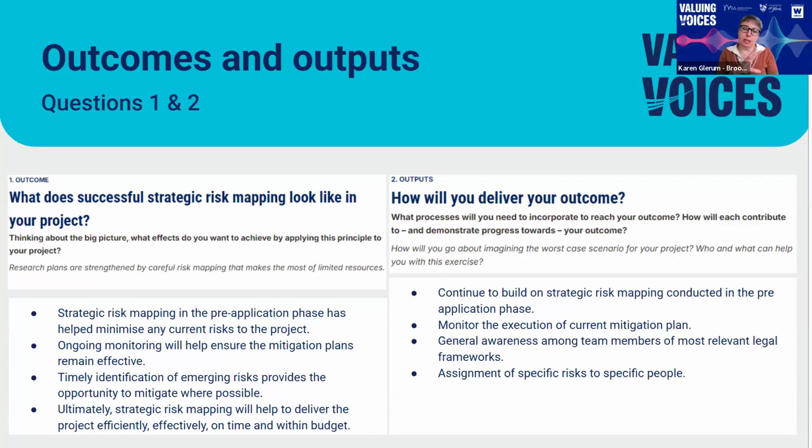And I think with a principle like strategic risk mapping, it's a very specific process. So it doesn't necessarily have to be all bells and whistles. It's showing funders that you have thought this through. So when we look at how you will deliver your outcome, you could think about monitoring the execution of the current mitigation plans, general awareness among team members of risk.